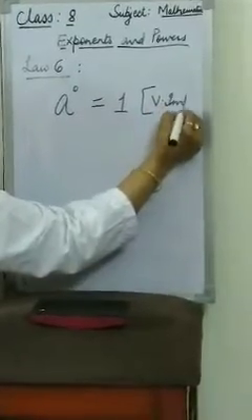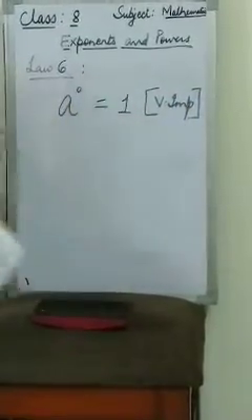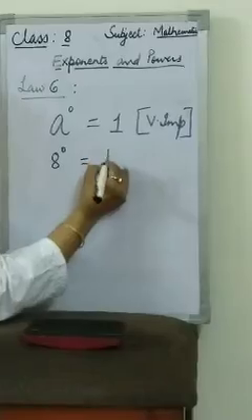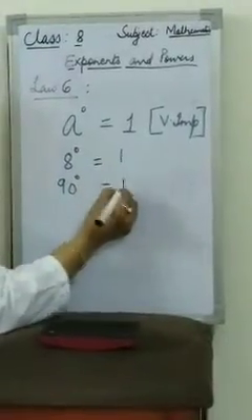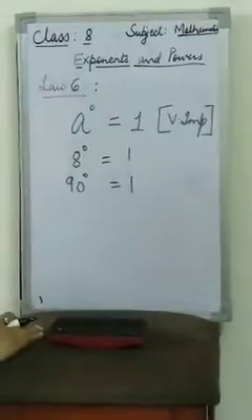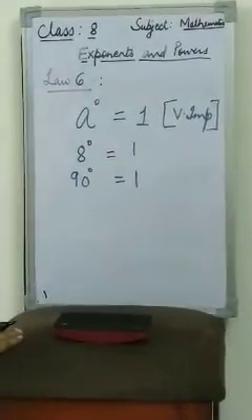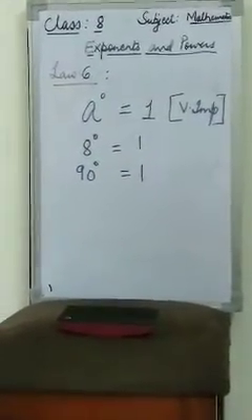Remember, this is very important. Children often forget to apply this. Any base with power 0 is always 1. 8 to the power 0 is equal to 1. 90 to the power 0 is equal to 1. And many more such examples are there. Any base with power 0 is equal to 1.